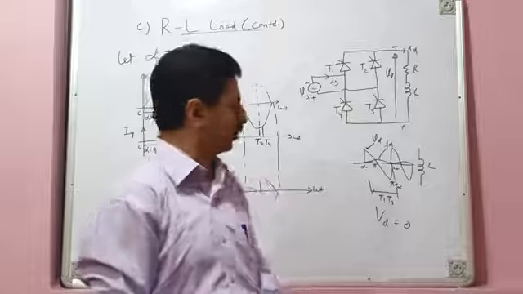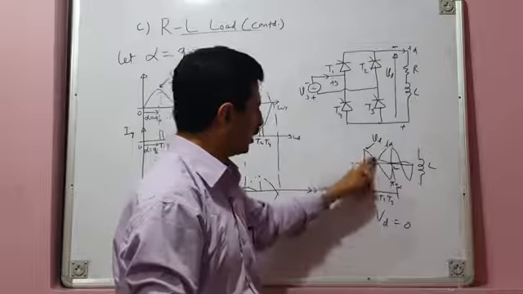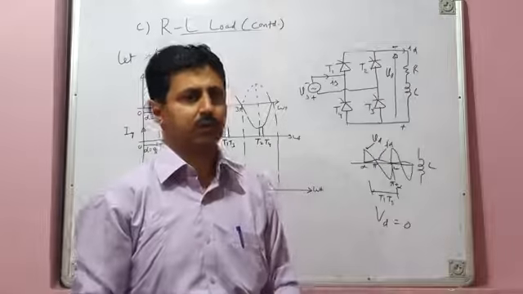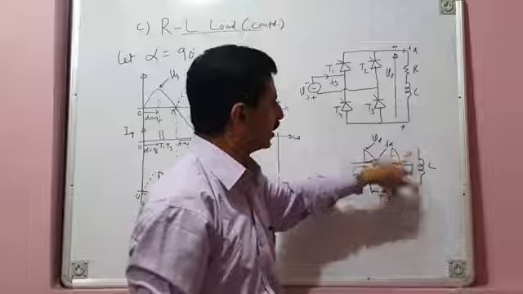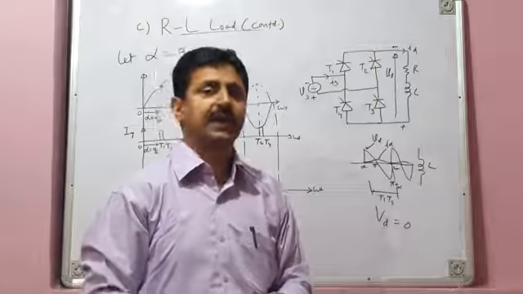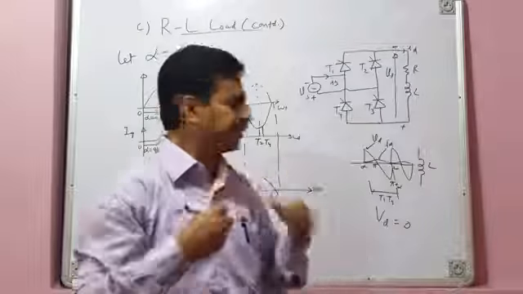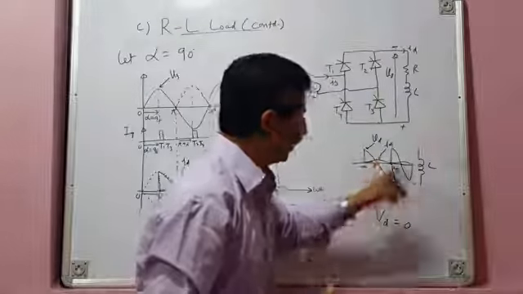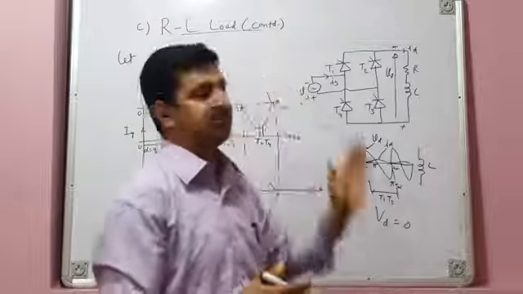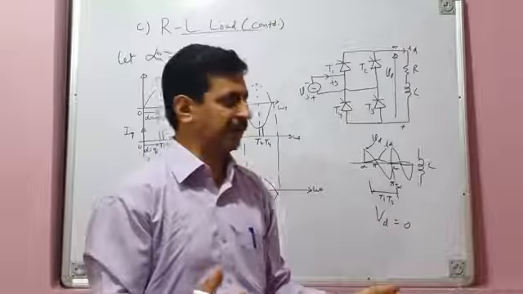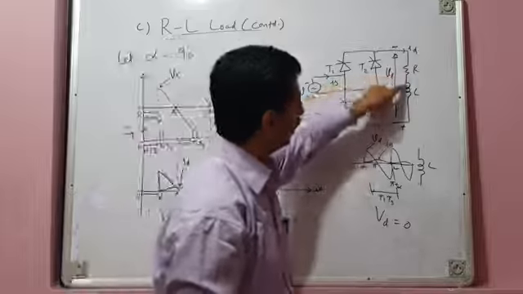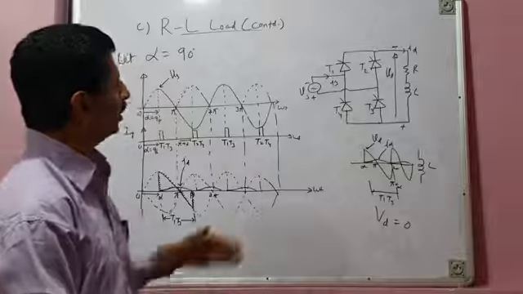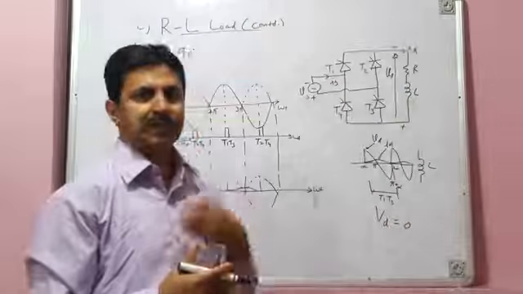That's true with purely inductive load, and therefore since positive area is equal to negative area, average load voltage across the inductor is always zero. The average load voltage across an inductor is always zero because it is a wattless circuit element. It takes the energy during this period, stores that energy, and during this period it releases that energy and supplies it back to the source. So it does not consume any energy. But as soon as you add R in series with L, it becomes an RL load. So in RL load, the energy consumed is more than the energy released.